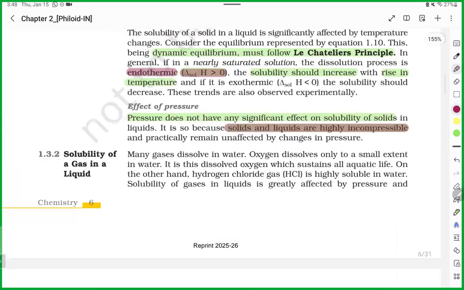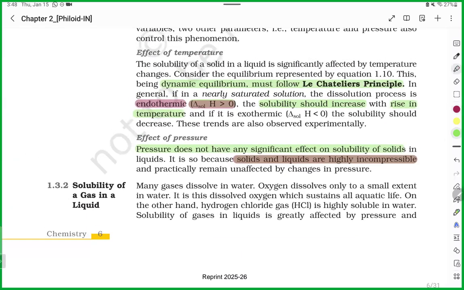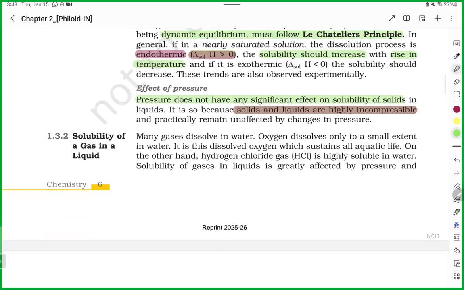You have more content related to the solubility of gas in liquid. It means most gases can easily dissolve in water. Why? Water can form hydrogen bonds. Oxygen can also dissolve in water. That's why all the aquatic organisms can live in water, because oxygen is dissolved in it.